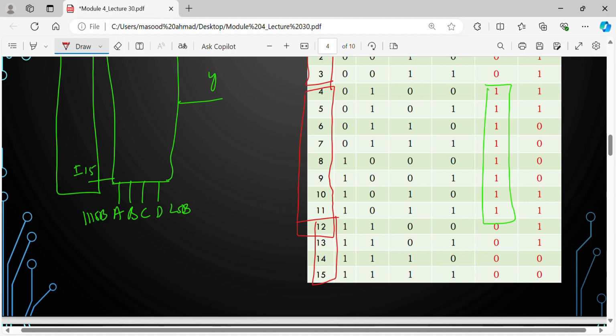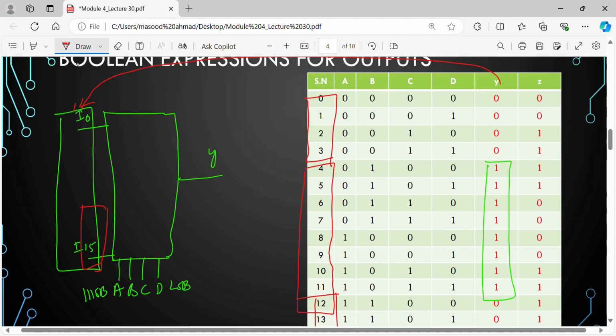So the last 4 connected to ground, first 4 connected to ground, then in between whatever we have, that total 8 combinations connected to 1, and these 4 combinations connected to ground. Then this is also 16 is to 1 mux, you will get the output. Why?